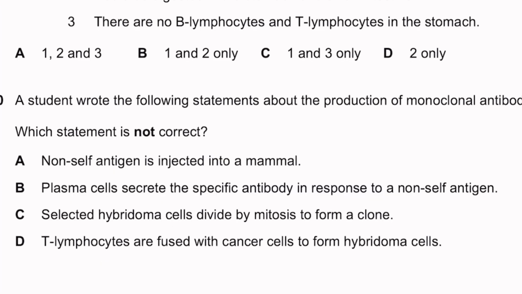Which of the following statements about the production of monoclonal antibodies is not correct? Non-self antigen is injected into the mammal. That is correct, actually. Plasma cells secrete a specific antibody in response to a non-self antigen. Yes, that is correct. Selected hybridoma cells divide by mitosis to form a clone. That is correct. T lymphocytes are fused with cancer cells to form hybridoma cells. They're not T lymphocytes. They are plasma cells produced by B lymphocytes. And so D is the incorrect answer.